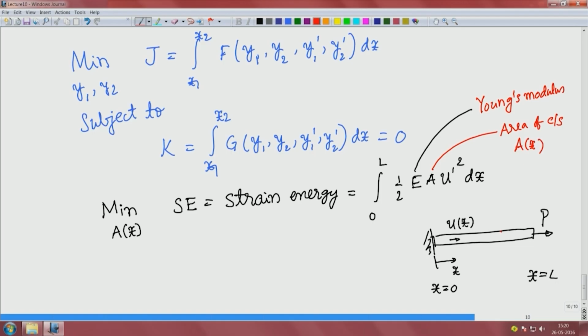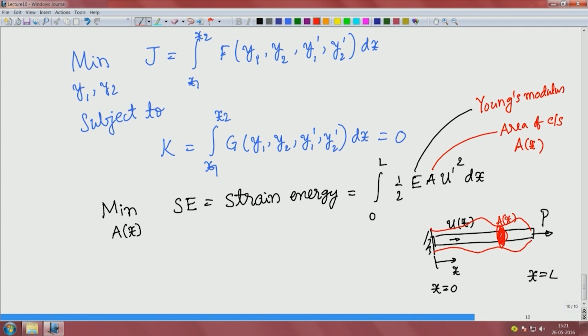What is A of x? At some point I can say that is the area of cross section at the location x. I have shown it to be uniform cross section, but when you are optimizing it need not be, it can have some shape like that. And that area of cross section is what we need to find at a point, that is your unknown.